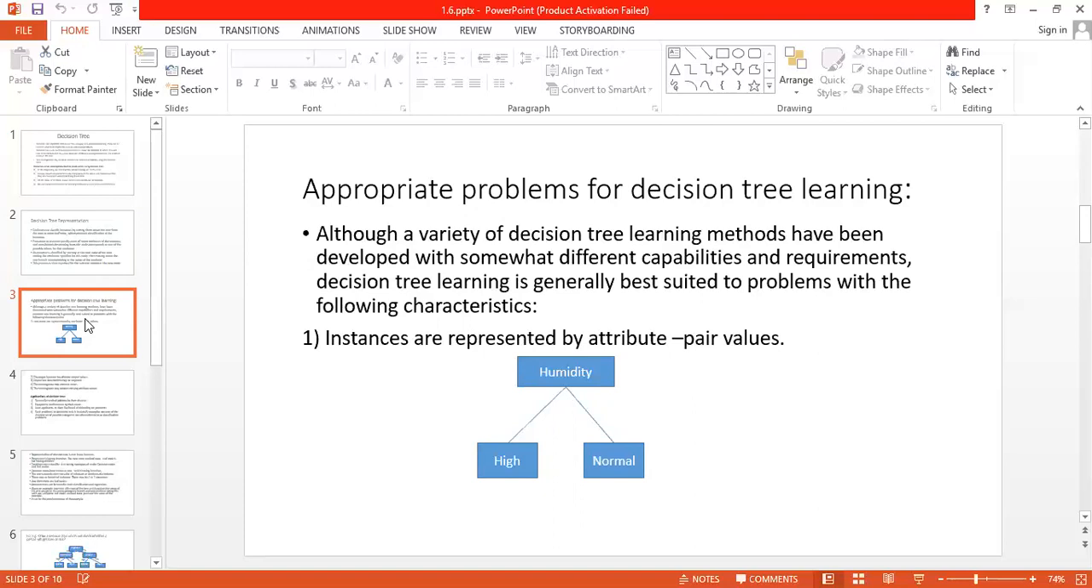First, instances are represented by attribute-value pairs. Like humidity is now an instance and it has two values, high and normal. So now humidity is the root node, and high and normal are the values for the attribute. These are not actually leaves, we can say. Humidity is the root node, but it has only two values. Suppose before humidity anything is there, then that should be your root node and humidity should be your leaf node, and high and normal are the attribute values for that humidity. So this is a simple representation.